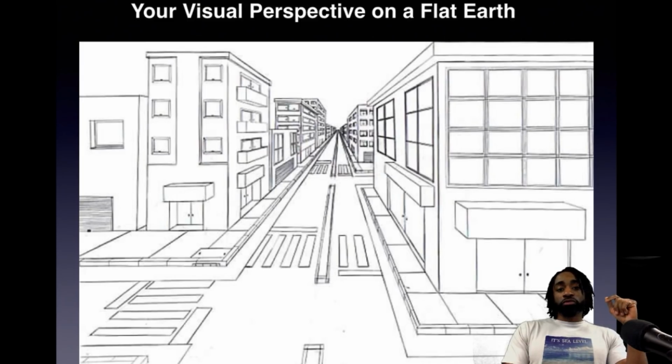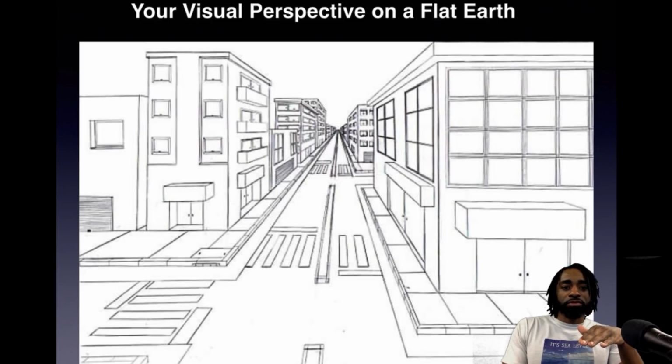Now let's talk a little bit about your visual perspective on a flat Earth. This is an example of a little art project that we've all probably done, something like this, from like a sixth grade art class. And this is the point perspective. What you would do, you would draw a point on the paper, and then all the lines from the street, the lines from the sidewalk, the lines from the buildings, they would all converge into the vanishing point. A lot of us remember taking this class and actually doing this project. At least I know I do, and I've talked to a lot of other people who have.